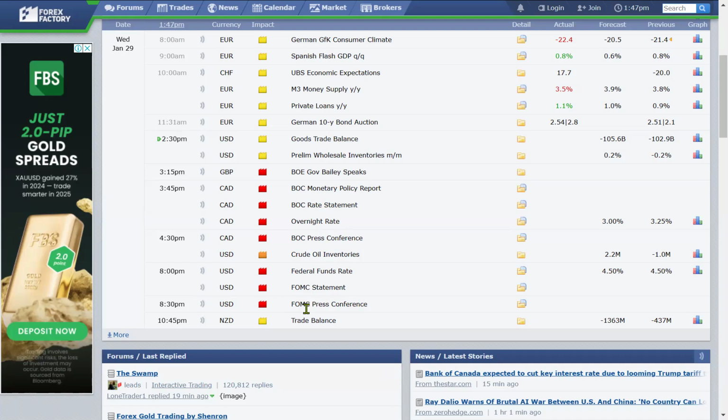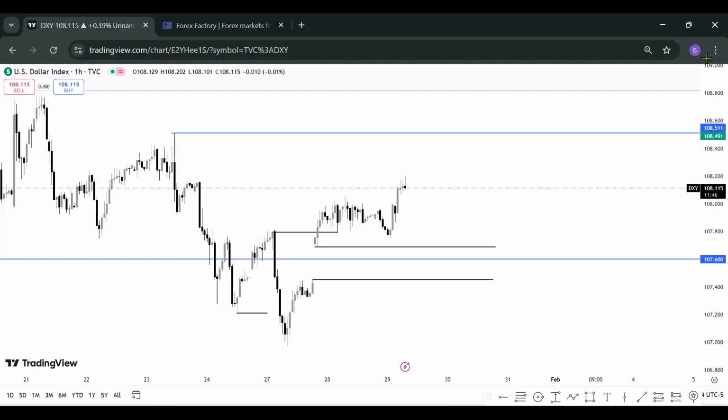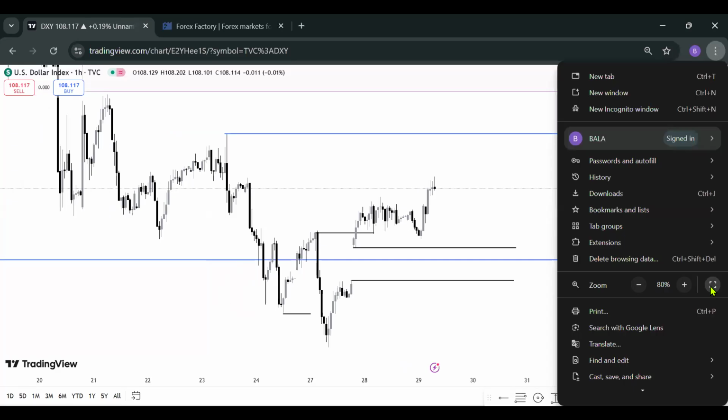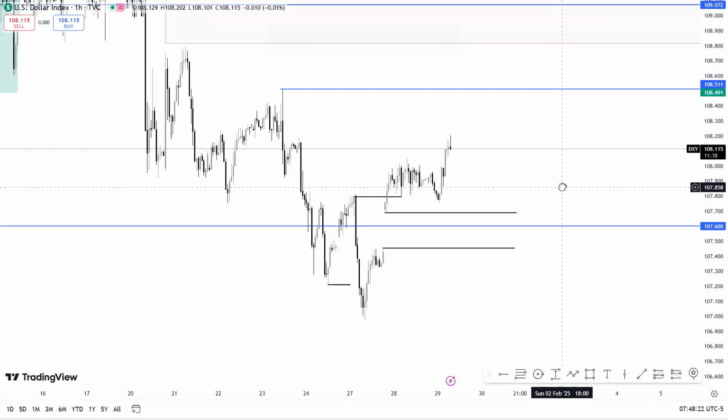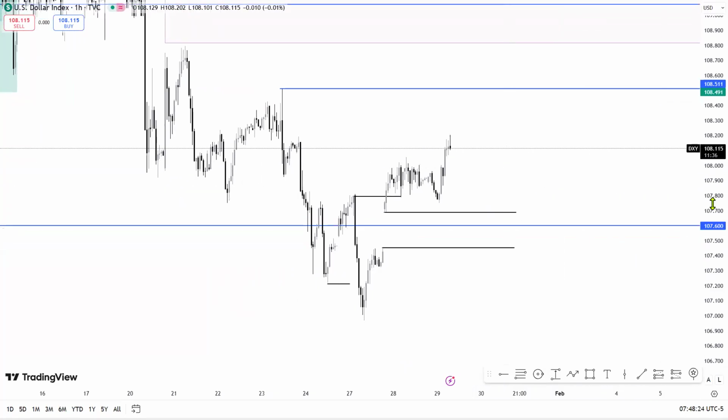Okay, and usually when you have a day like this, when you have price anticipating an underlying FOMC news, it's going to be a very slow price delivery until the time for that news release. Remember, trading is time and price.